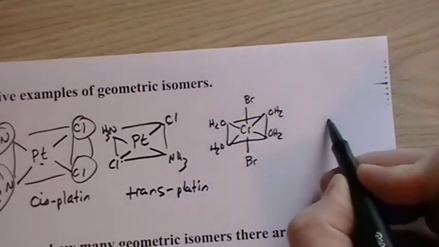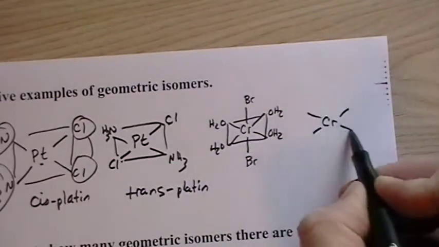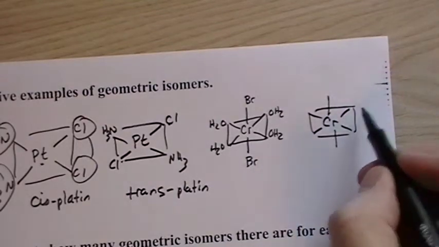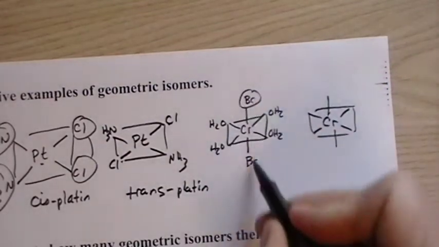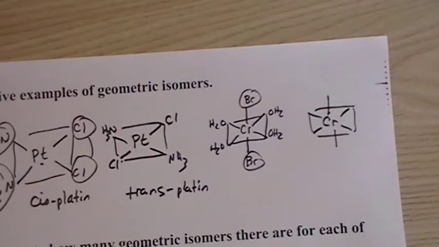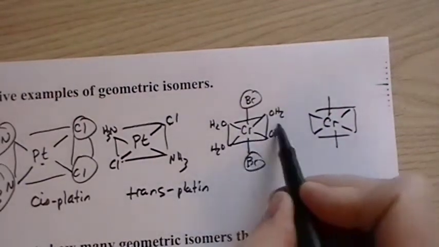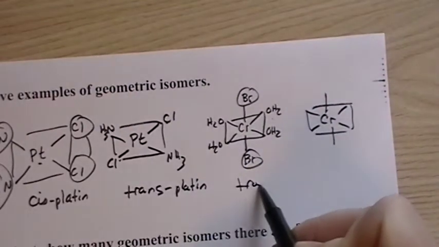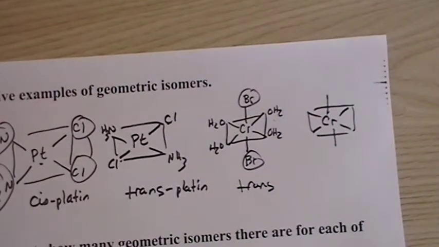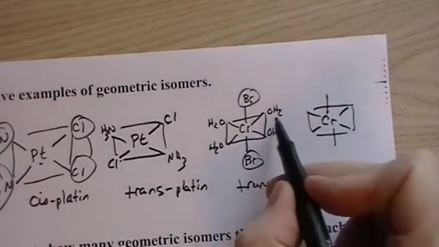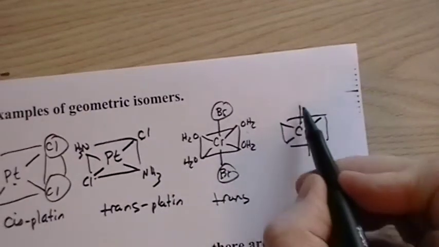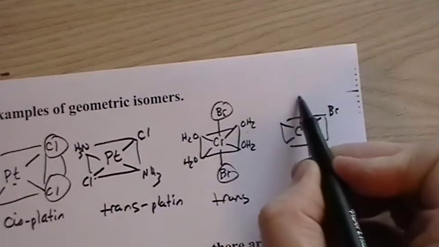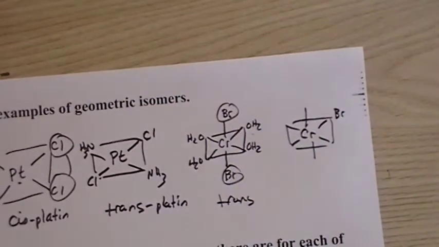I'm not going to draw all of them. Actually, no, I guess I am, because there's only two possibilities. We have the bromines across from each other. That's the trans form. Now, we don't talk about the waters as being cis or trans because there's four of them, but the bromines are trans to each other, and then we can also have them as cis. Now, you might say, if we put a bromine here, do we put the other bromine here or here? Well, it's hard to see.